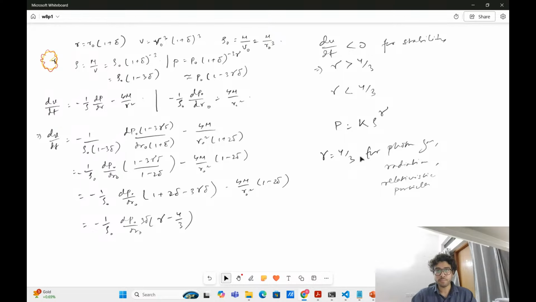So, for example, gamma relates to the degrees of freedom, right? For normal monoatomic gases, gamma is 5 by 3, if you remember. Whereas for relativistic gases, gamma is 4 by 3. Generally, it's somewhere in between 4 by 3 and 5 by 3. But here we see that for stability we need gamma greater than 4 by 3. So therefore, in most of the cases, this star will be stable. Okay.